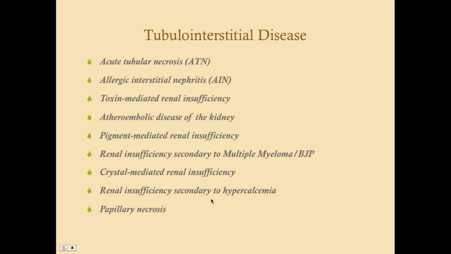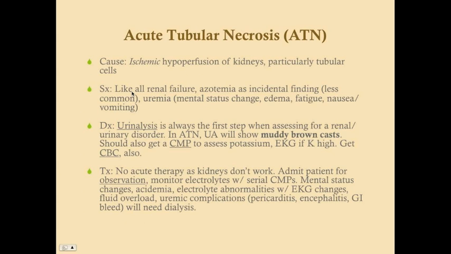So acute tubular necrosis is ischemic hypoperfusion of the kidneys, particularly the tubular cells. So remember, we talked about hypoperfusion to the kidneys as being a cause of pre-renal failure. That's just less blood going to the kidneys. The kidney tissue itself is getting enough blood, though, to reabsorb and to function. It's just the kidney is sensing less blood in pre-renal failure, so it's getting less blood.